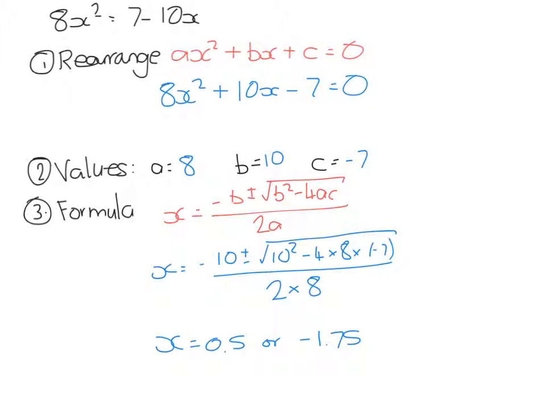Right, so once you've rearranged it, you should get 8x squared plus 10x minus 7 is equal to 0. And that's going to give you your a value of 8, b is 10, and c equals minus 7. Pop it into the formula, making a note of the fact that I've put my negative 7 in brackets there, just to make sure I'm including the negative sign. And that's going to come out with x equals 0.5 or x equals minus 1.75.